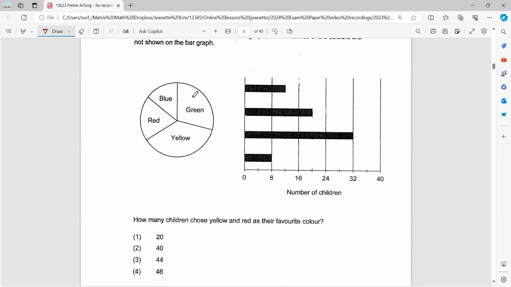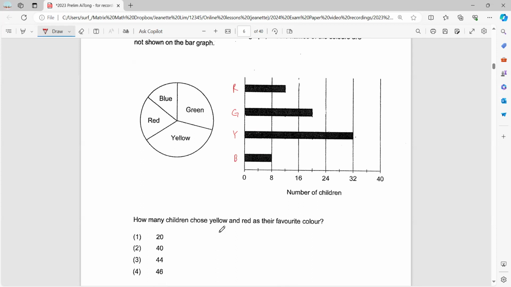Okay, let's refer to this pie chart and try to map out which one is what color. The greatest one is yellow, so the bar with the highest will be yellow. And the second greatest will be green, so this has to be green. Now compare red and blue. Blue is the smallest, so this is blue and this is red.